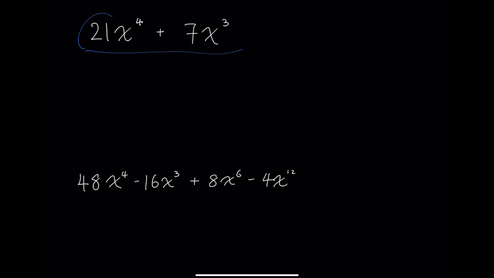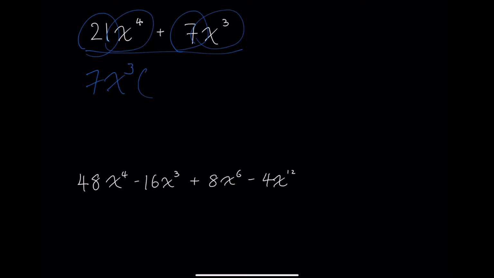What we do is that we pick out the numbers first and we find out what is their greatest common factor. That would be 7. And then we have x with exponents. We find out what the greatest common factor is. That's x to the power 3.